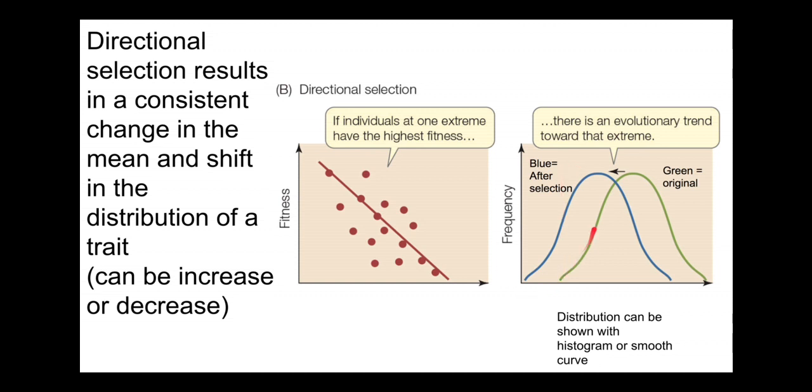After selection, in a previous example, I used histograms to show the distribution of the trait. Here, we're just using a smooth curve. Those are just small differences in a way of presenting the data. So again, negative correlation. Here is the original distribution of the trait. After selection, the mean moves down, moves to the left.